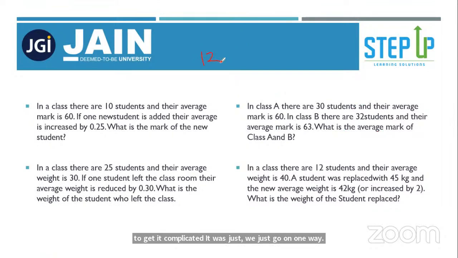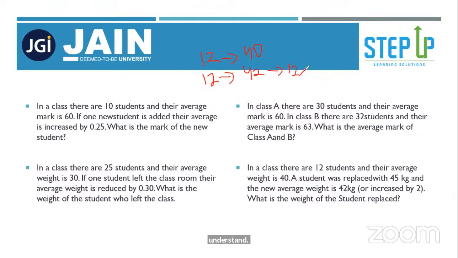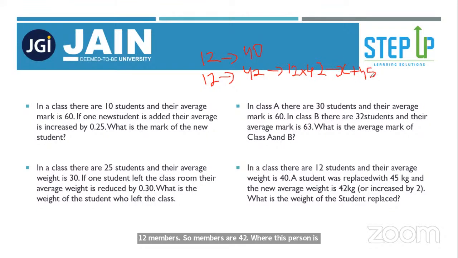12 members 40, no issues, I hope. Again, 12 members 42, here also no issues. But when it is 12 members 42, understand that this person is removed and the other one is added. So this is 40 into 12. This is 12 into 42, where the average is up by two, but one is removed and one is added. That removed one, we don't know. Are you getting it?